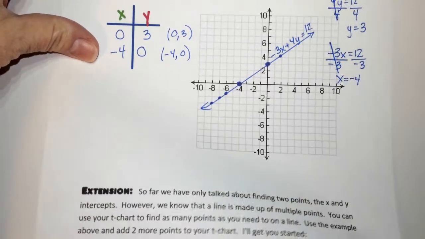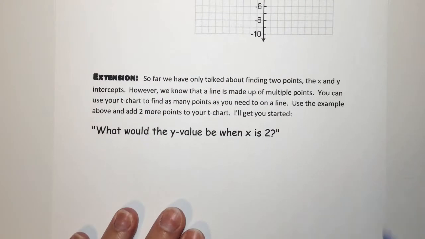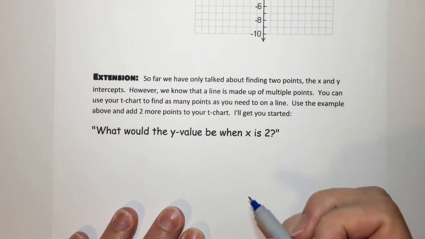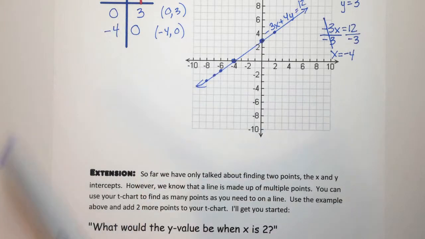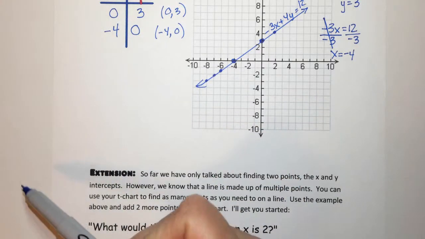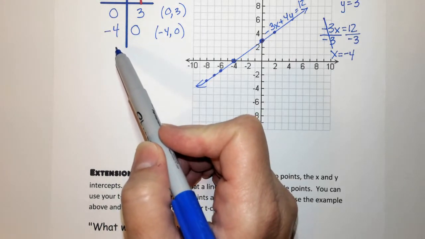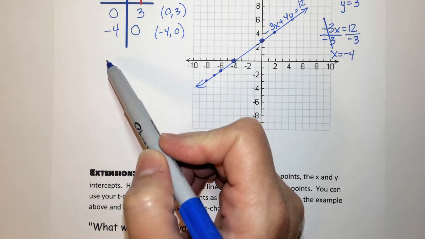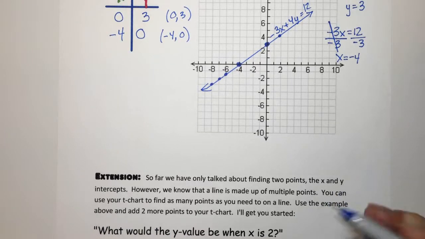I do want to do a short extension here. So far we've only talked about finding 2 points, the x and the y-intercepts. However, we know that a line is made up of multiple points. You can use your t-chart to find as many points as you need to on a line. Now here we were just using zeros for one of our coordinates. And you can put any number in there. I usually choose zeros or numbers close to 0, like 1 or 2 or negative 1, just because it makes the math so much easier. Let's use the example above and just extend it. Let's add 2 more points to the t-chart.